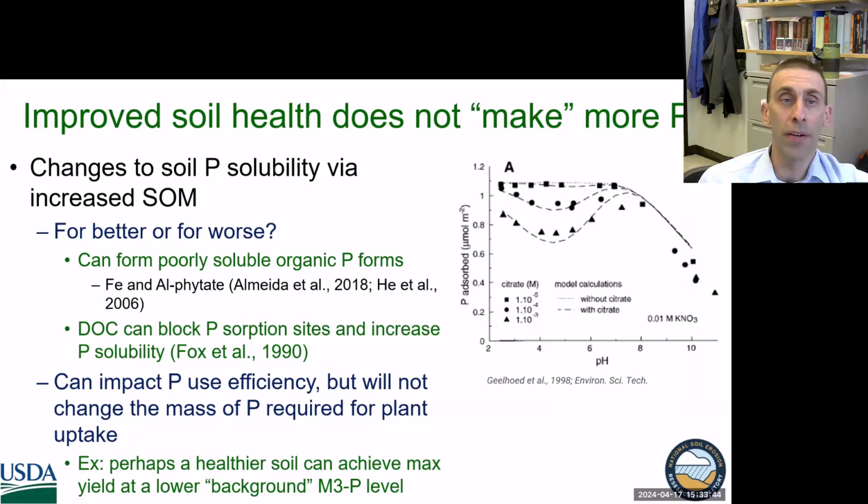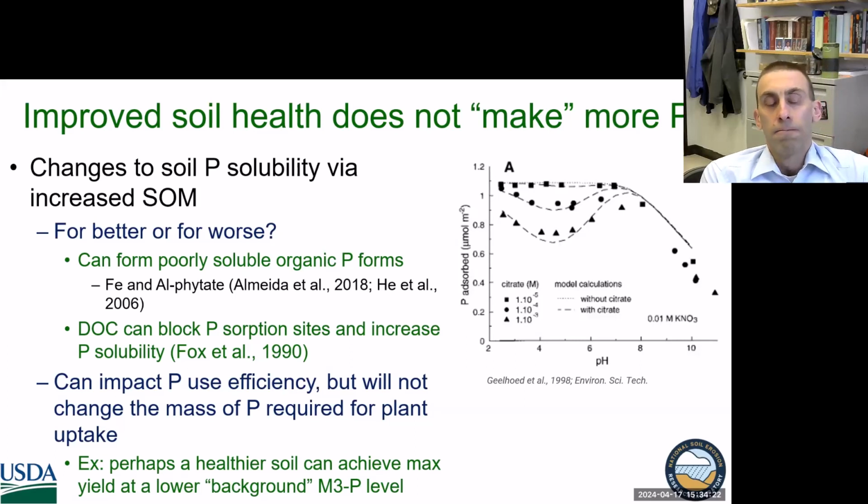Now, it can change it for the better, but it can also change it for the worse. I can point you to studies that show either one, and it depends on the soil properties. Ultimately, a lot of it depends on mineralogy. You can decrease solubility by developing more poorly soluble organic P forms that are more amorphous forms of aluminum iron. But at the same token, you can also produce a lot of dissolved organic carbon compounds that can block phosphorus sorption sites and increase the phosphorus solubility. It can go either way. It's very difficult to predict.